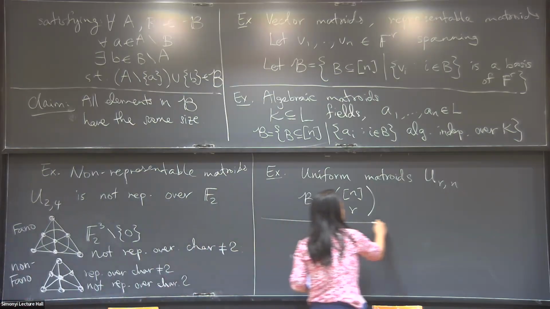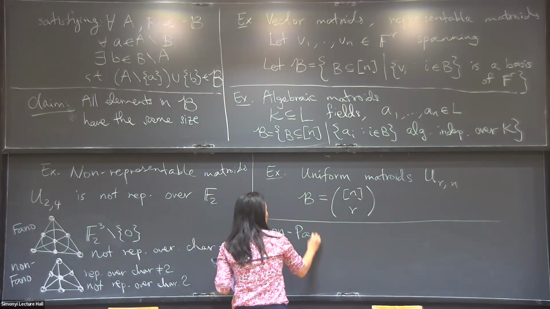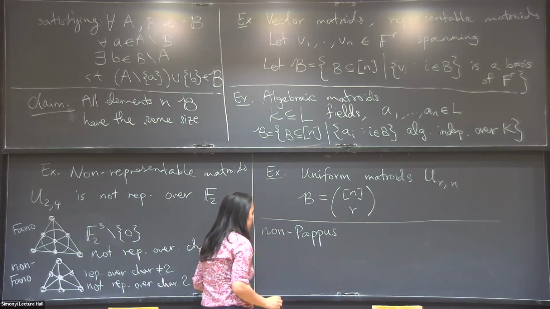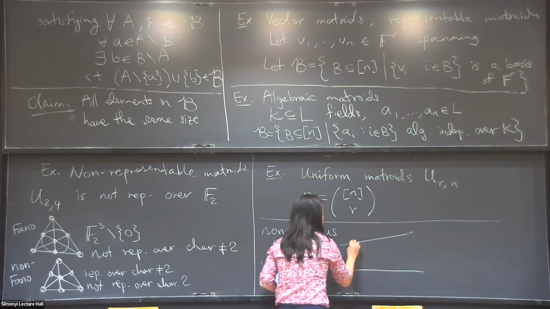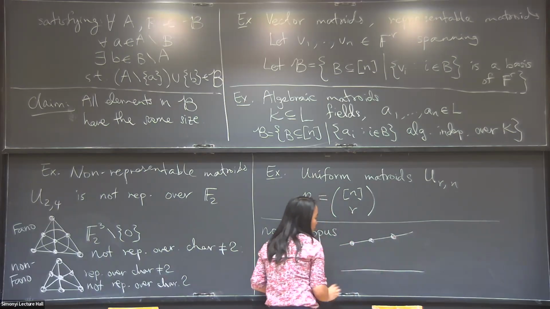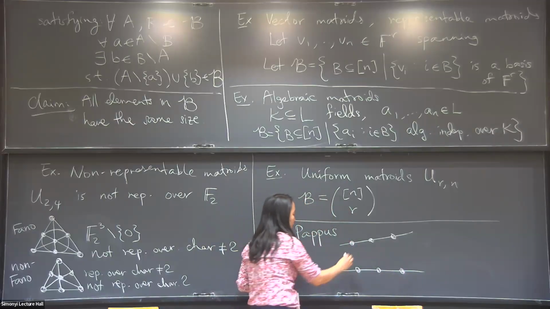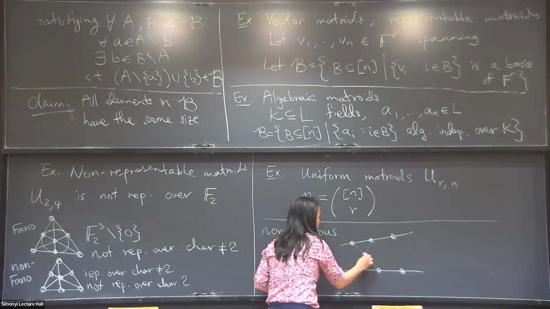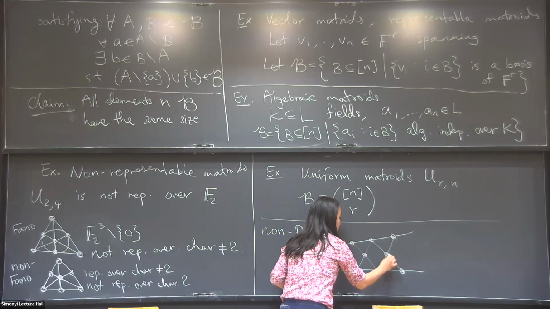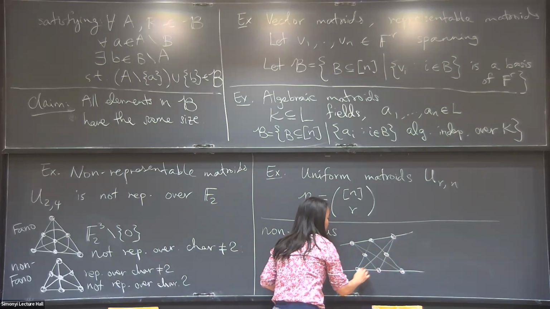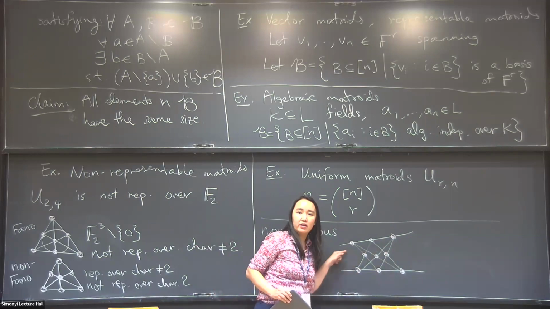And I'll also show you another example, which is not representable over any field. It's something called the non-Pappus matrix. That is set up to break the Pappus theorem in projective geometry, where you have 3 points here and 3 points here like this. And then I'm going to add 3 extra points by doing this. Pappus theorem says that these 3 extra points that you get have to be collinear.